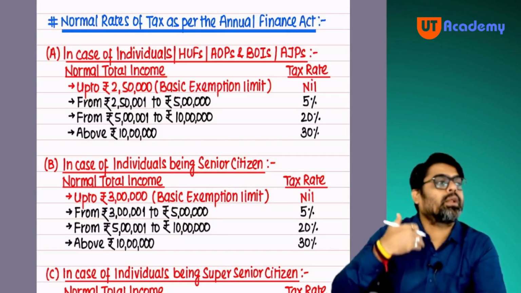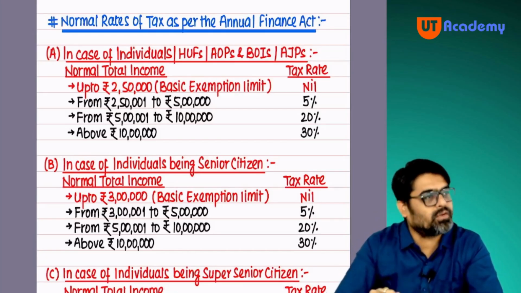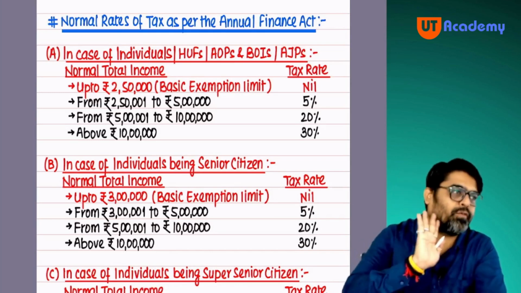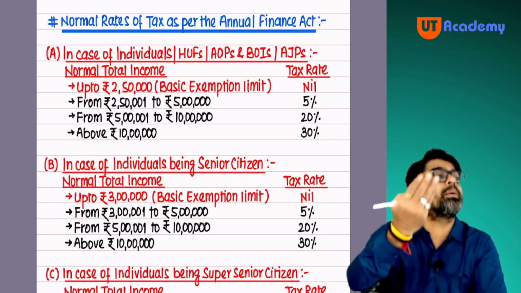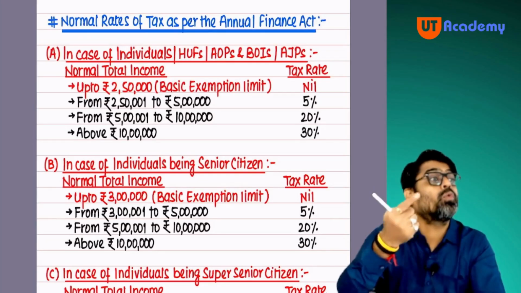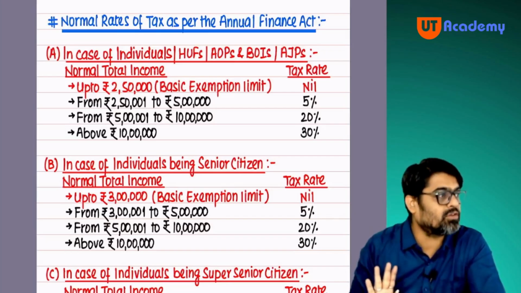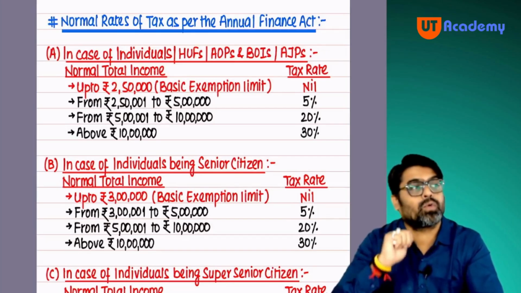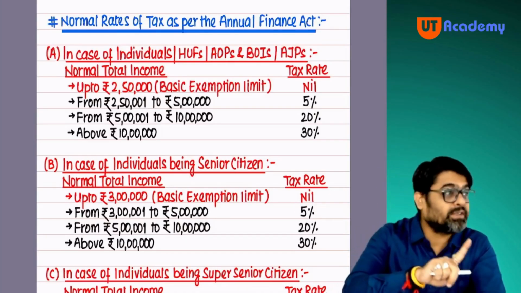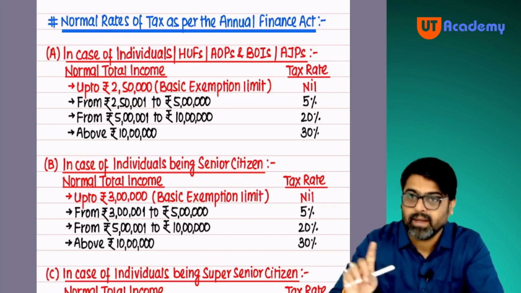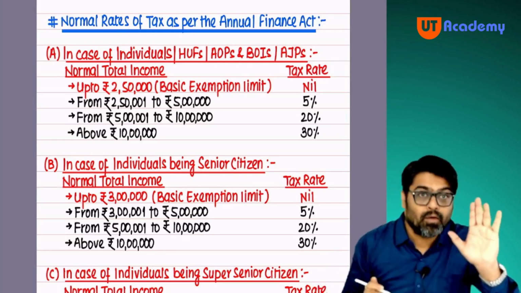Now, if your total income exceeds 2,50,000, for example, it is 4 lakhs, possible? Then up to 2,50,000, you are not supposed to pay any tax. But on the total income which is over and above 2,50,000 up to 5 lakhs, you are supposed to pay 5%. But what if your total income is more than 5 lakhs also? Then for the first 2,50,000, you are not supposed to pay any tax. Then from 2,50,000 to 5 lakhs, you are supposed to pay 5%.